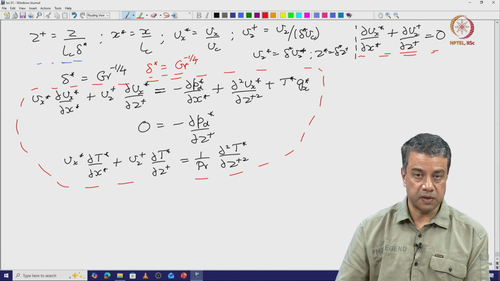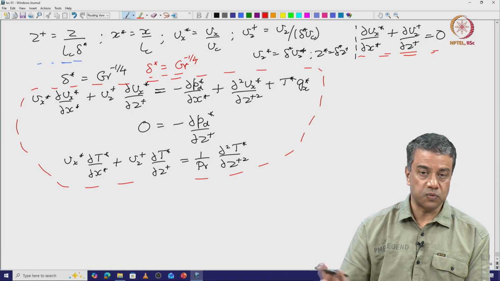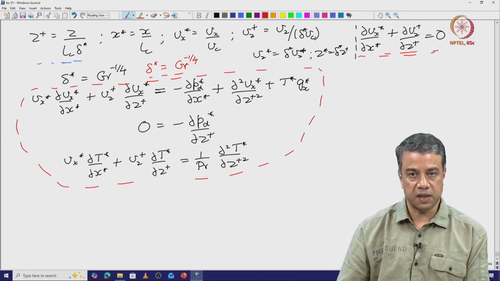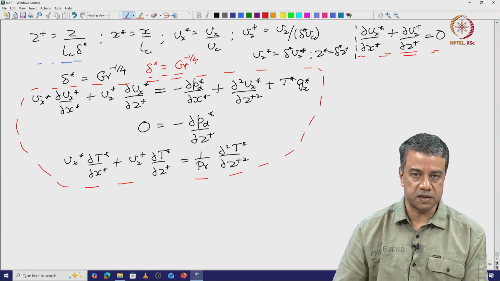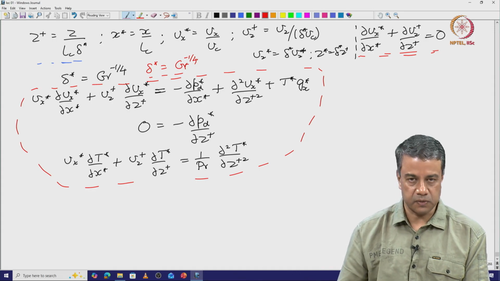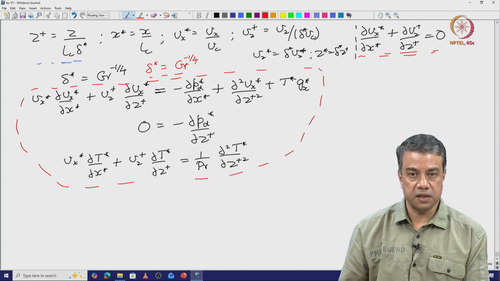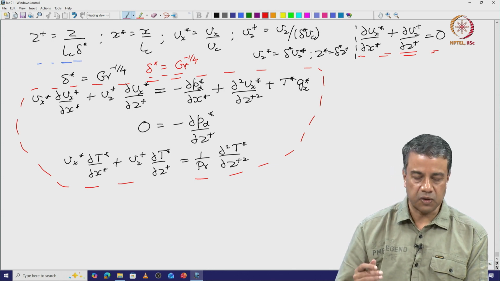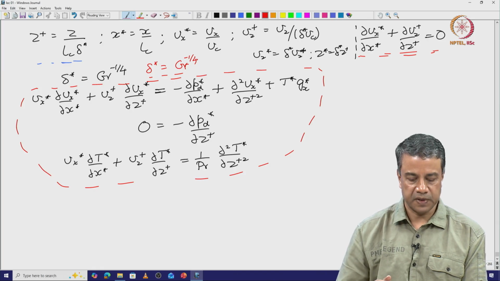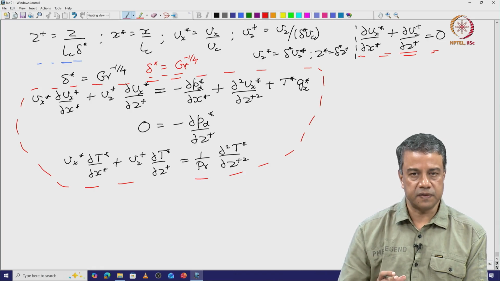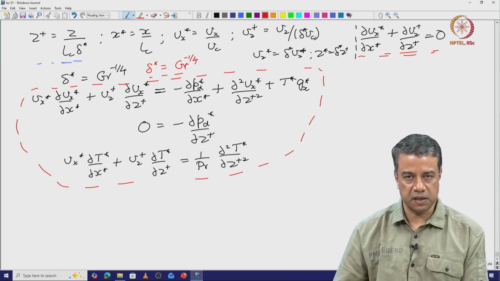Those are homogeneous boundary conditions. Temperature is 1 at the surface, T star is equal to 1 at the surface, because T is equal to T naught. That means T star is 1 at the surface and T star is 0 far away, homogeneous boundary conditions. From this you can see the solution of these equations. Since the boundary conditions are homogeneous, the temperature is 1 at the surface and 0 far away in scaled form.